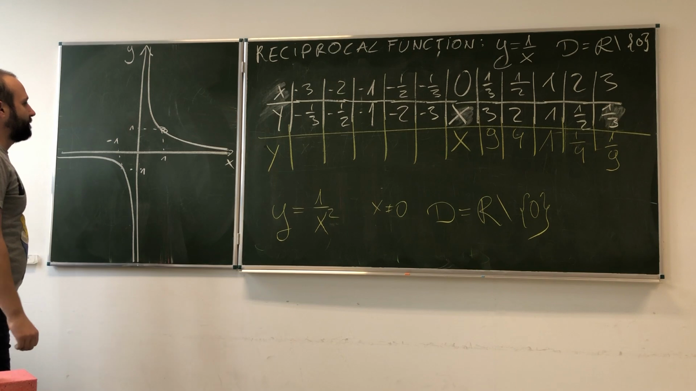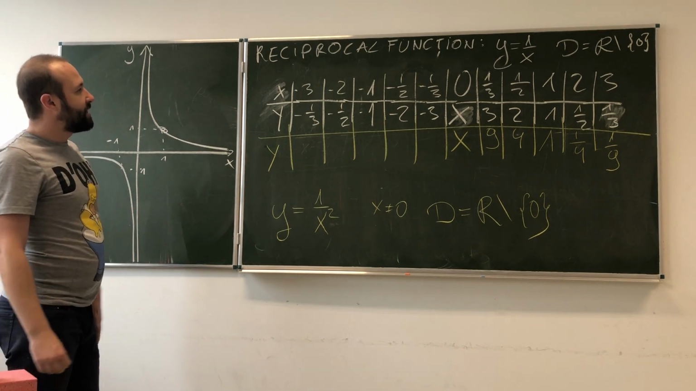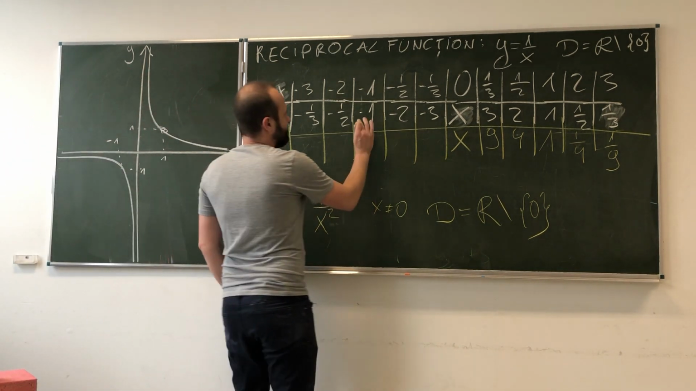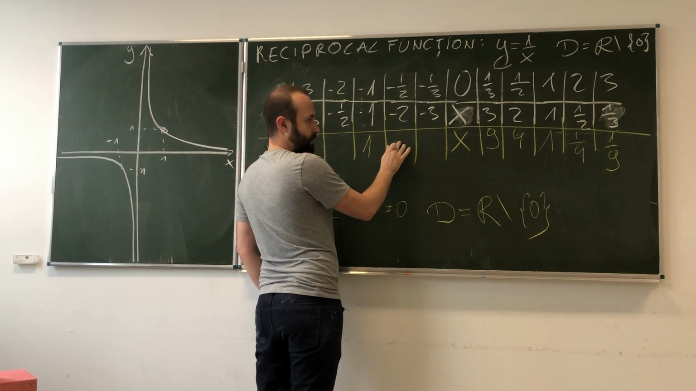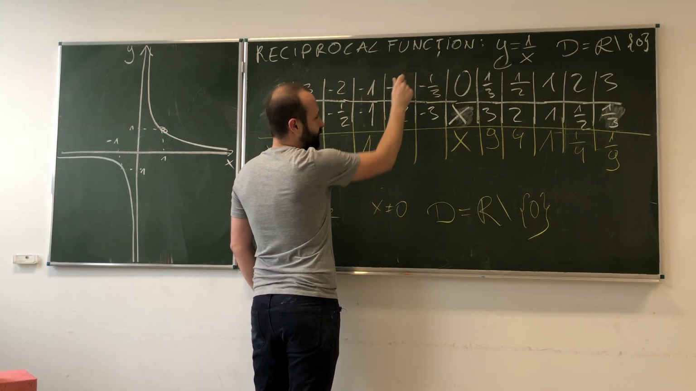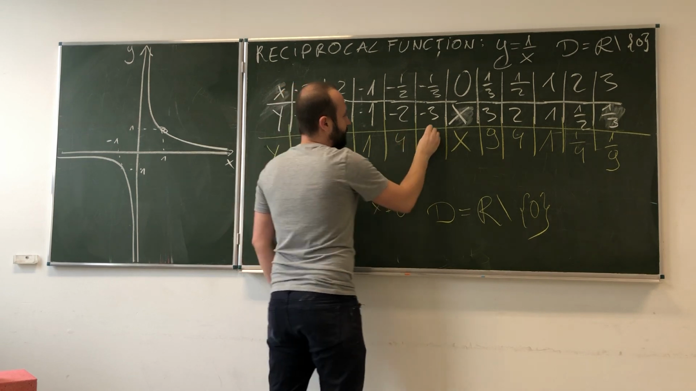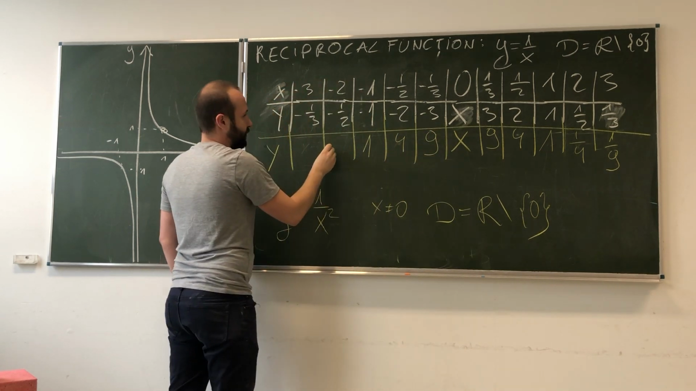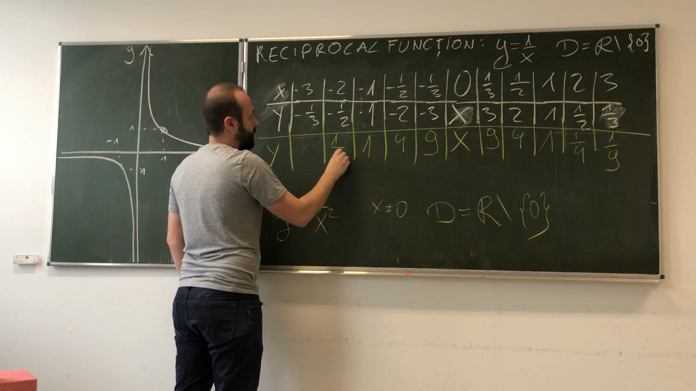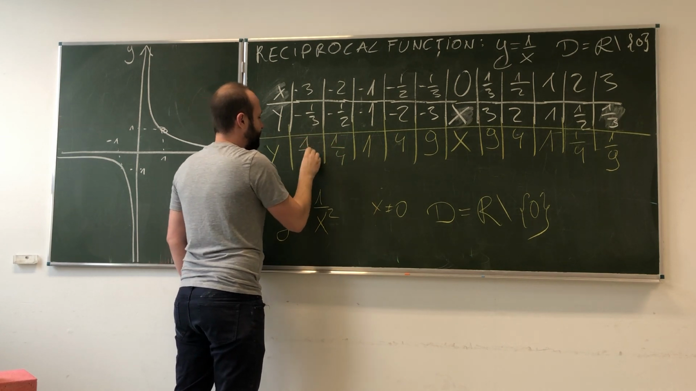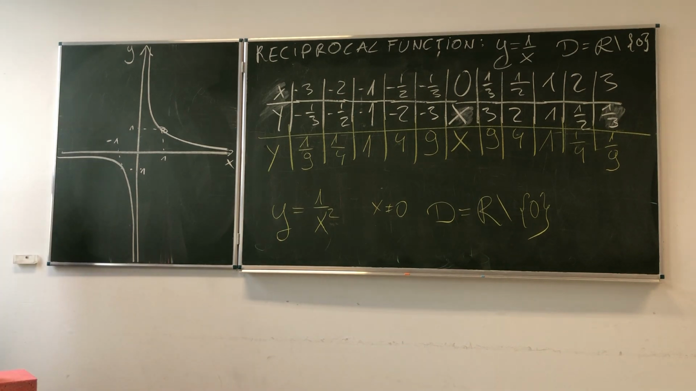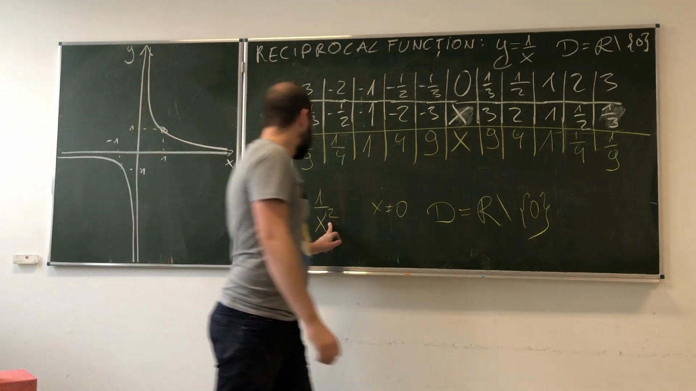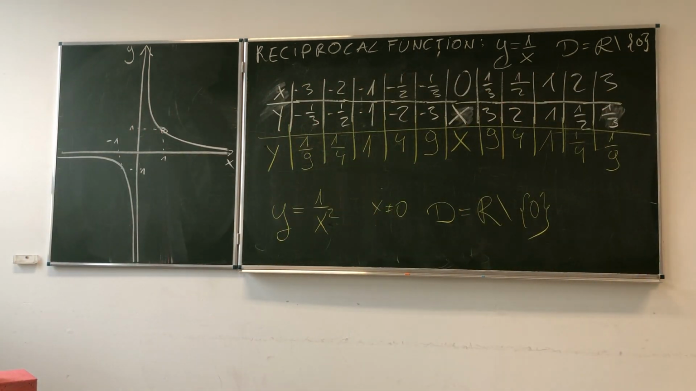Okay, so now let's go to negative numbers. Here we will have 1. Here, 1 over 2. We will have 4. We will have 9. We will have 1 over 4. We will have 1 over 9. So two things are changing over here. First, because we've got square, all the values are becoming positive, right?